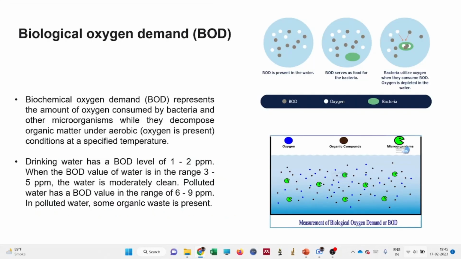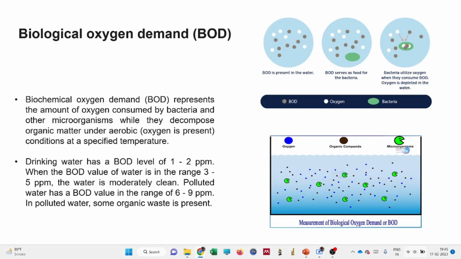It represents the amount of oxygen consumed by the bacteria and other microorganisms while they decompose organic matter under aerobic conditions, where basically oxygen is present. That is what is called the biological oxygen demand, at a specific temperature. So drinking water has a BOD level of 1 to 2 ppm. When the BOD value of water is in the range of 3 to 5 ppm, the water is moderately clean. Polluted water has a BOD value in the range of 6 to 9 ppm.